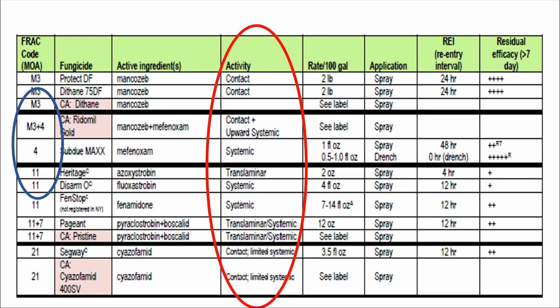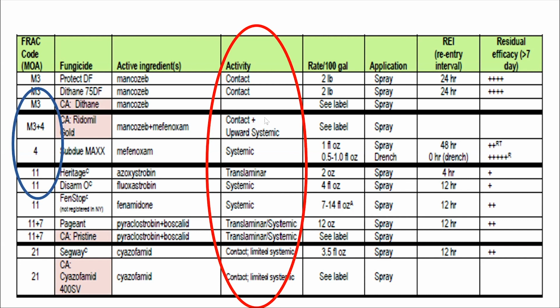The next thing that we want to be looking at is the activity. How does the fungicide react within the plant? Is it a contact? Is it a chemical that, when you put it on the surface, prevents the spore or the bacteria from developing and invading the tissue? In the case of downy mildew, if you've got a contact and you spray the contact only on the top, that's really not going to be effective because you've got the spores on the underside of the leaf. So if it's a contact, you need to make sure that you're spraying the top and the bottom of the leaf to give you full protection.